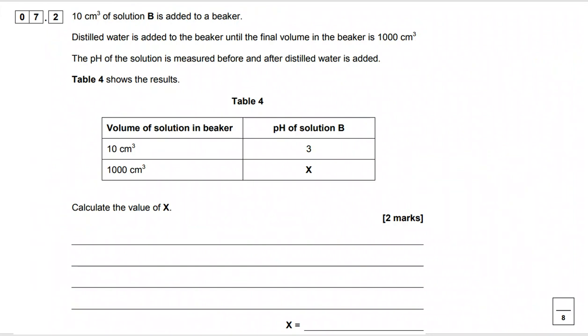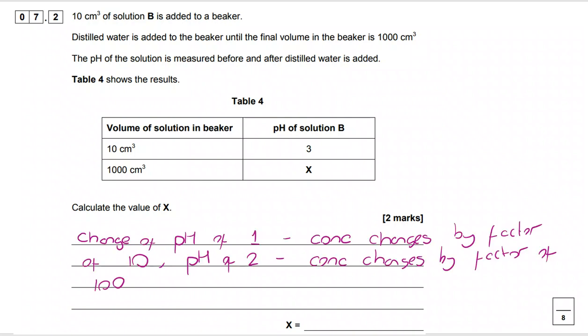There's a really important piece of information that you have got to remember about the pH scale. And that is, for every change in pH of 1, the concentration changes by a factor of 10. So if I go from 1 to 2, I am diluting an acid by a factor of 10. So if I change it by 2 and I go from 1 to 3, I'm changing by a factor of 10 times 10. It's changing by a factor of 100. It's a logarithmic scale.